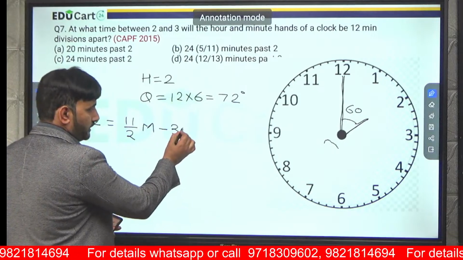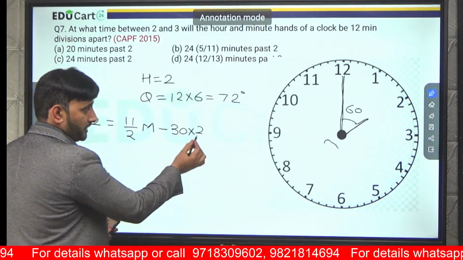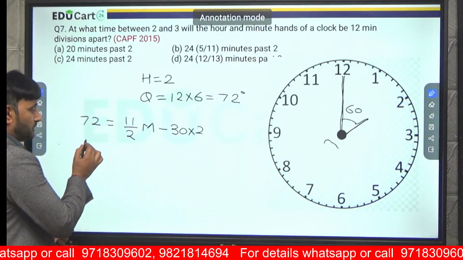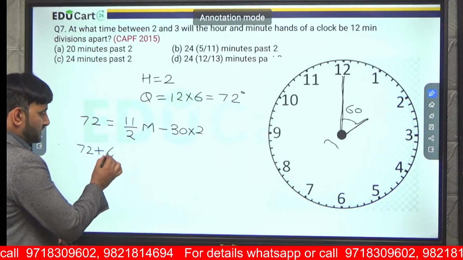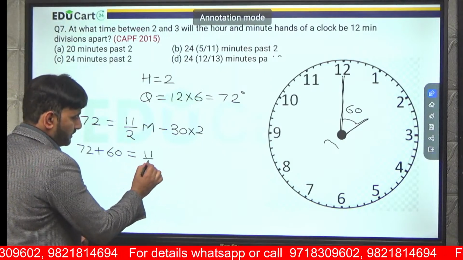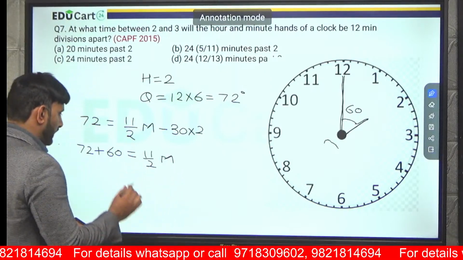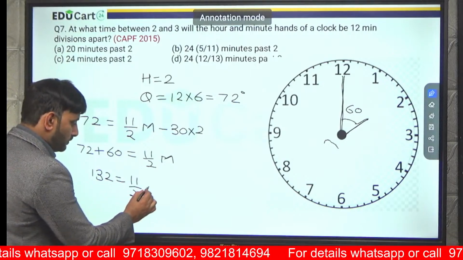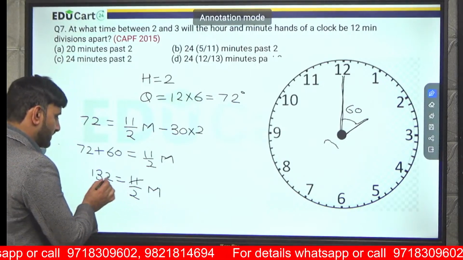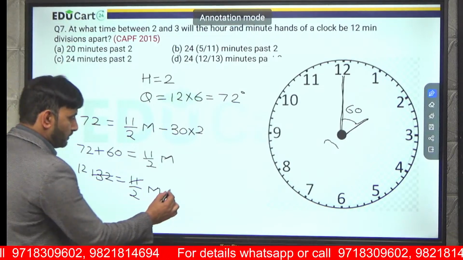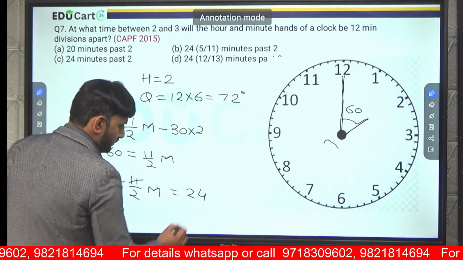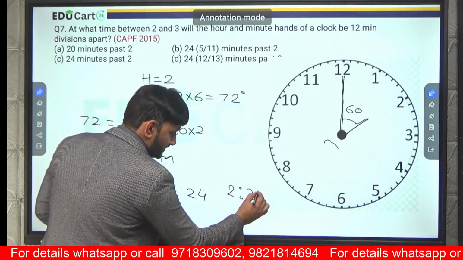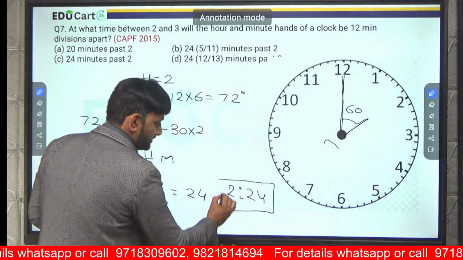minus 30 into h. h value is 2. 30 into 2 is 60. This 60 is minus, so minus will come here, and here it will be added: 72 plus 60, that is equal to 11/2m. So 132 equals 11/2m. You can cancel out 11, it will be 12. 12 into 2 is 24. So minutes value will be 24. So the answer is 24 minutes past 2. 2:24 will be the answer.